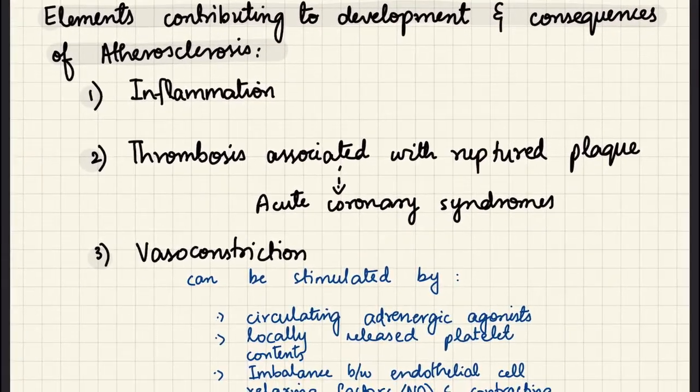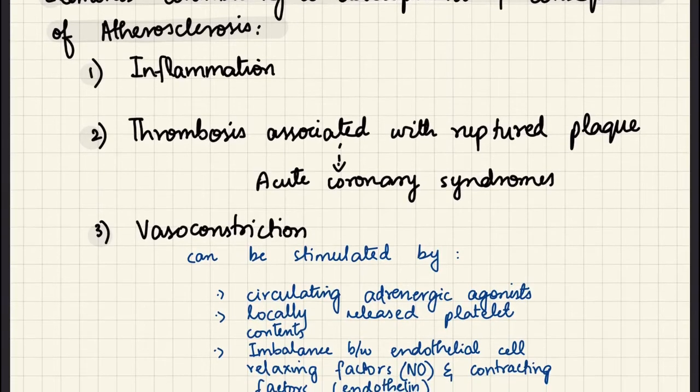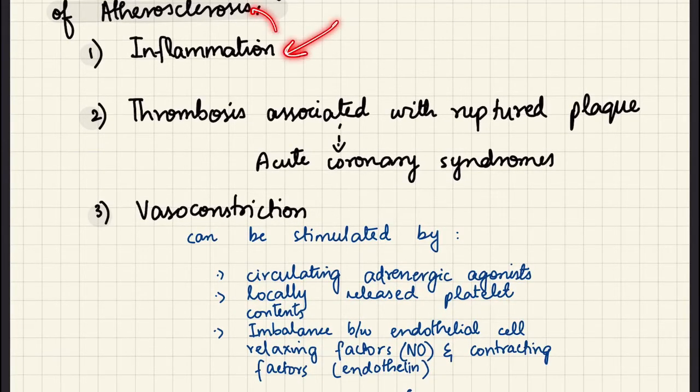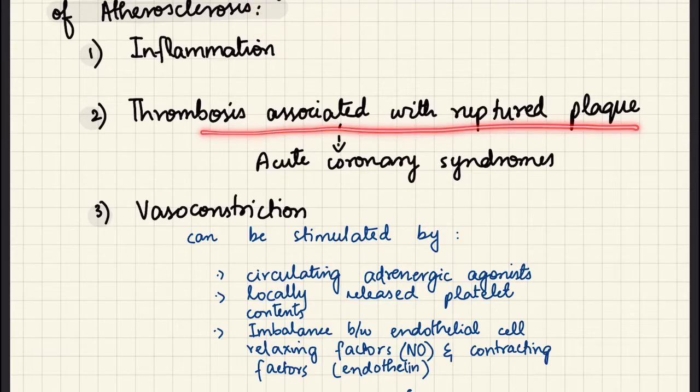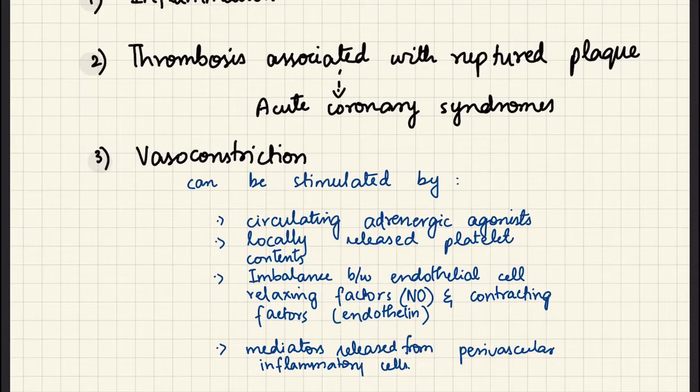Now, there are some elements that contribute to the development of IHD. First of all, we have inflammation. Atherosclerosis itself is an inflammatory process, and if thrombosis occurs in association with the inflammatory plaque, then we have acute coronary syndrome. Vasoconstriction can be stimulated by many factors, such as circulating adrenergic agonists, such as norepinephrine, epinephrine, locally released platelet contents, imbalance between endothelial cell relaxing factors and contracting factors, and mediators released from perivascular inflammatory cells. So all these factors will increase the risk for developing acute plaque change.